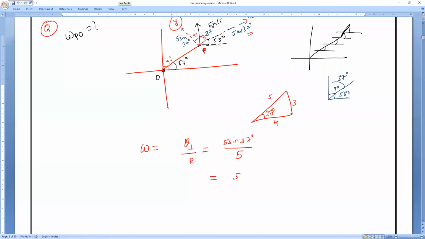Yeah, sir. That is one. So 5 into sine 37, value 3 by 5, divided by 5. Sorry, I have not given that correctly. The R value is 4. Let me take 4. So from O to P, the distance is 4 meters. Then here how much will come? 4. So here also 4. So 5 will get cancelled. Answer is 3 by 4. 3 by 4 means how many? 0.5 radian per second.